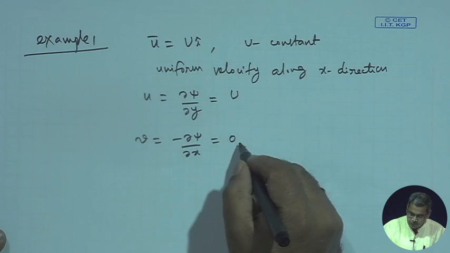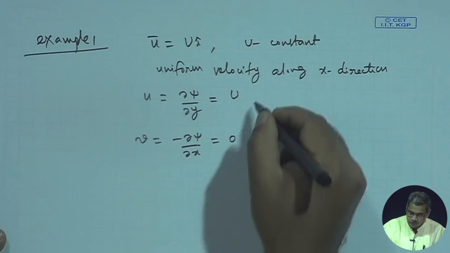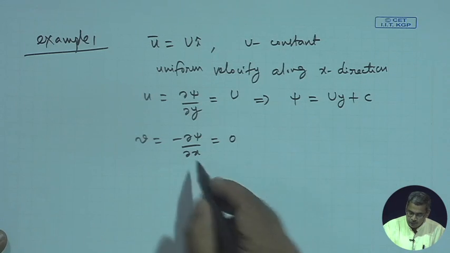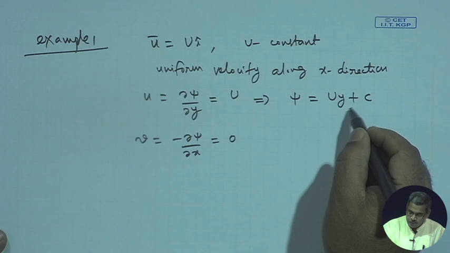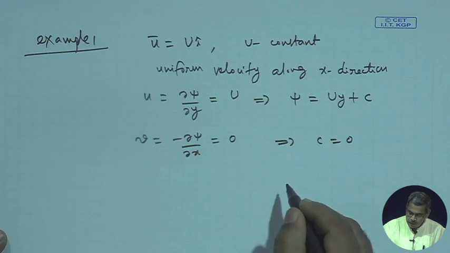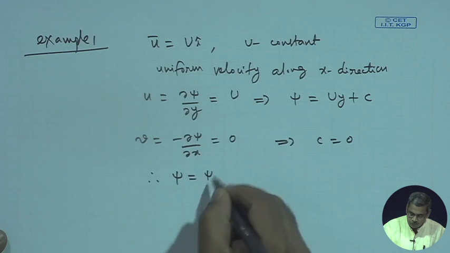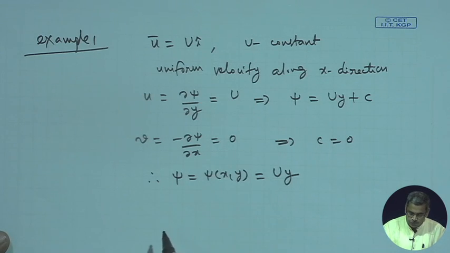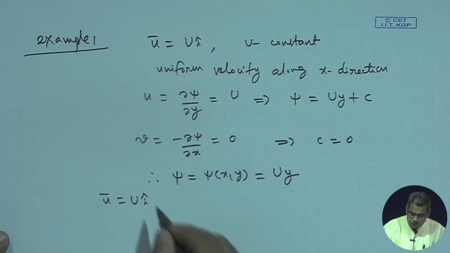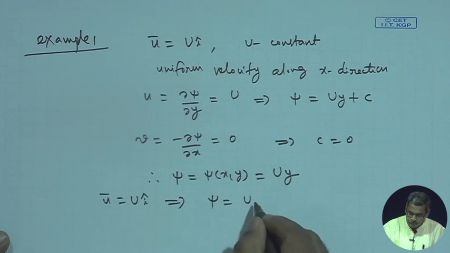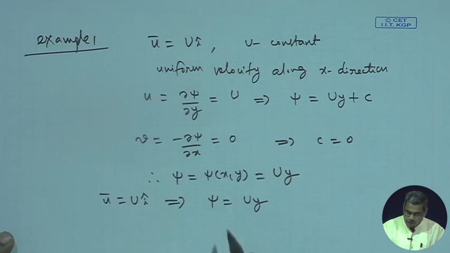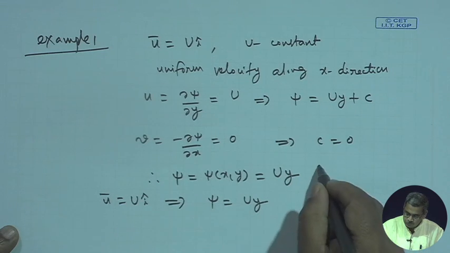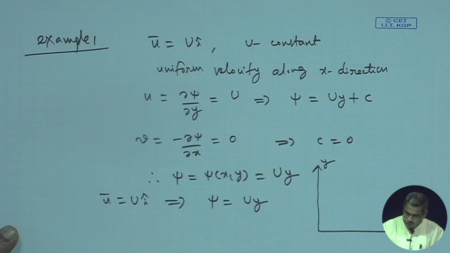So, from this what we get is that u is a function of y alone. Then from here one can get psi is u y plus a constant, and we have d psi dx is 0. So, if we use this, it implies c is 0. Therefore, what we have is u times y. So, corresponding to the uniform velocity u i, we have the stream function u y. Okay. So, once you have the stream function, we can represent the streamlines.